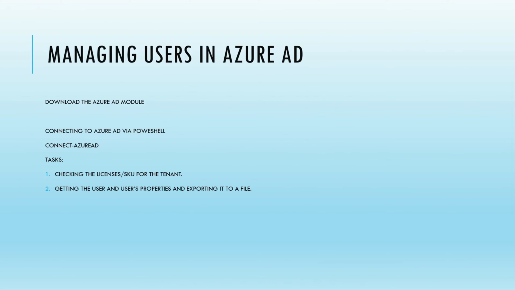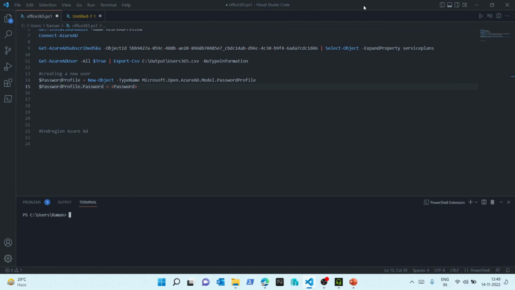Alright, so let's move ahead with our next task, which is creating a single user via PowerShell. Let me switch back to our VS Code. Okay, so we are going to create a new user. So first we need to create a password profile. This particular object is created so that we can store a password in it. Okay, so this is basically a password profile, and in it we will store a password that will be used in the creation of a user via another command. So let me enter a password here.